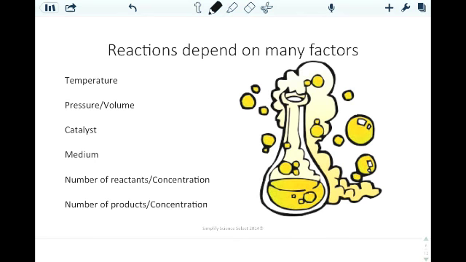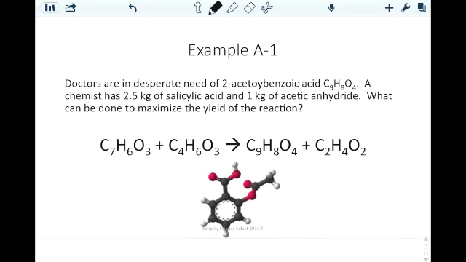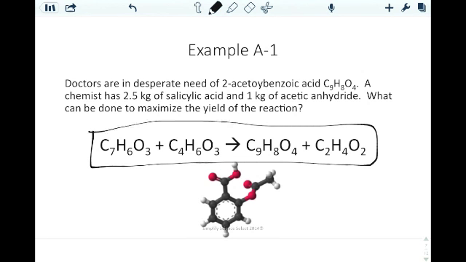So let's jump into an example. Example A1 says that doctors are in desperate need of 2-acetobenzoic acid, and a chemist has 2.5 kilograms of salicylic acid and 1 kilogram of acetic anhydride. What can be done to maximize the yield of the reaction? So here's a reaction, a lot of big words and everything else, but basically, what can you do to increase the products of the reaction?